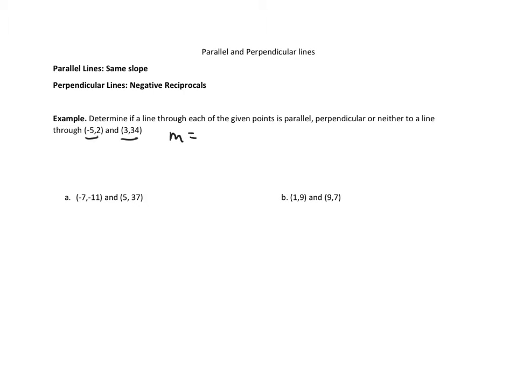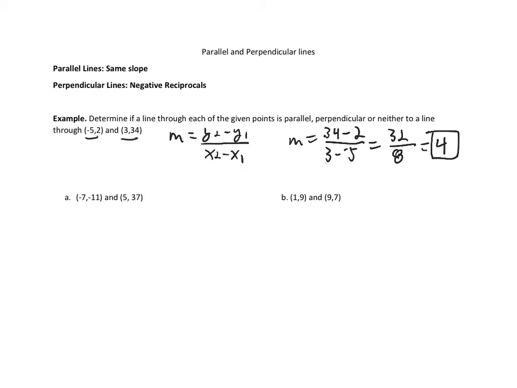We know slope is y2 minus y1 over x2 minus x1. So for these two particular points, 34 minus 2 over 3 minus -5. 34 minus 2 is 32, and 3 minus -5 is 8. So in this case, we have a slope of 4. We want to compare to 4 and see what these other lines do.